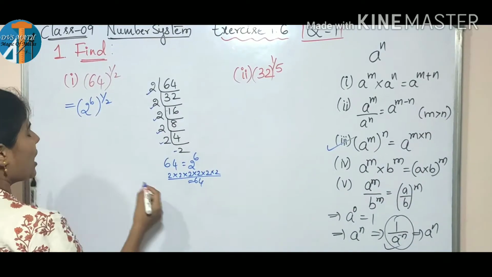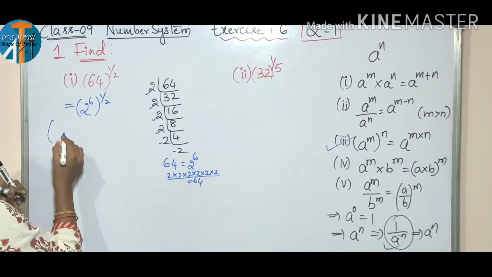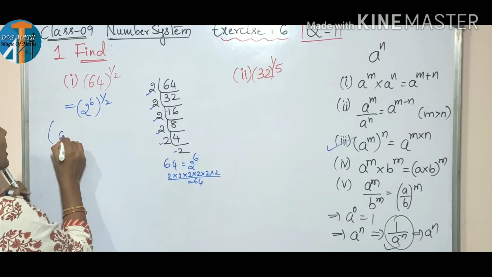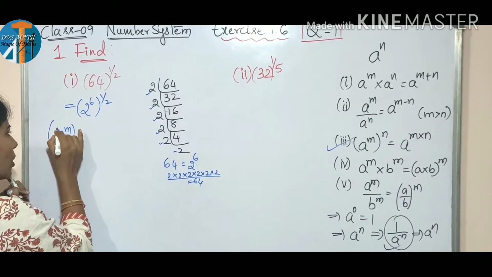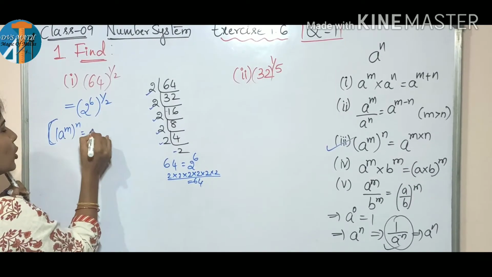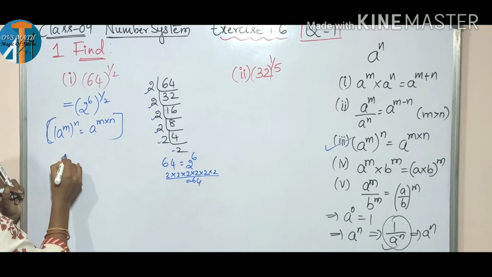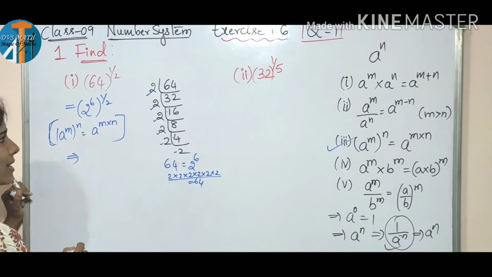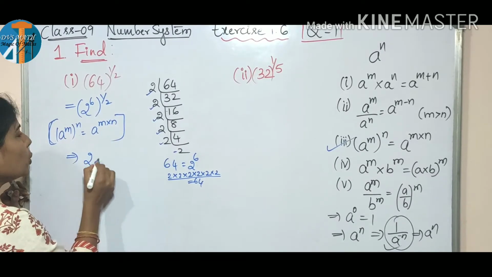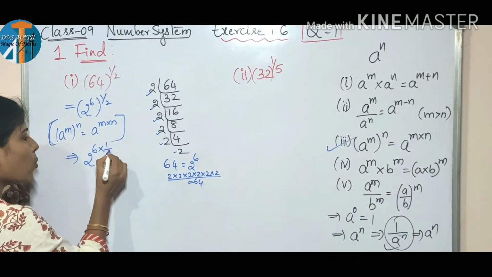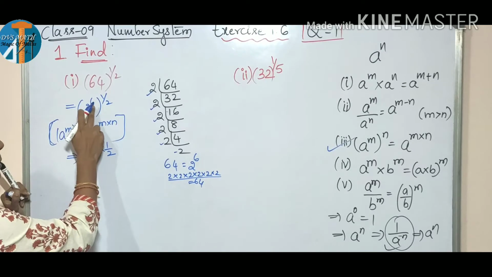So now if we apply this one, what are we applying here? We are applying (a^m)^n, which is equal to what we can write? a^(m×n). Correct. So now if we apply the same thing here, what happens? 2^(6×1/2). Correct. So m into n.